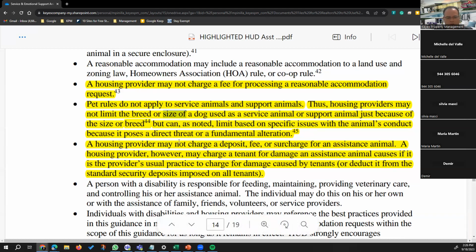Housing may not provide or charge a deposit. We talked about this in the beginning, a fee, a surcharge, application fee, nothing like that. But it can charge for damages off of the standard security deposits. So I'd like to talk about this for a second.